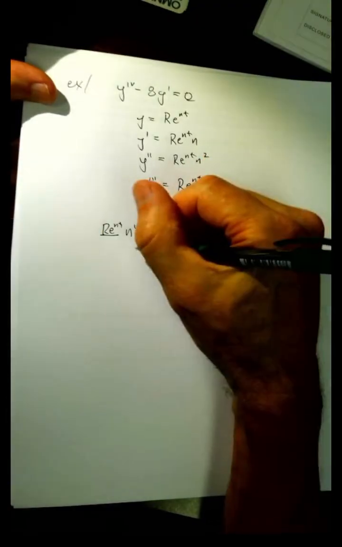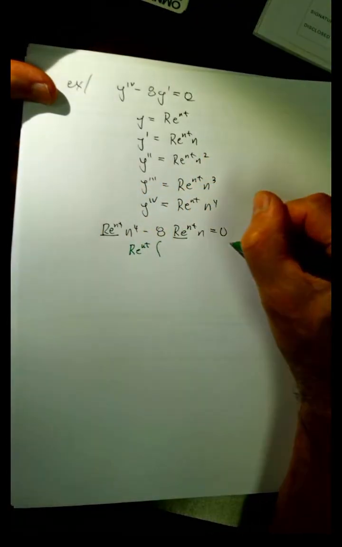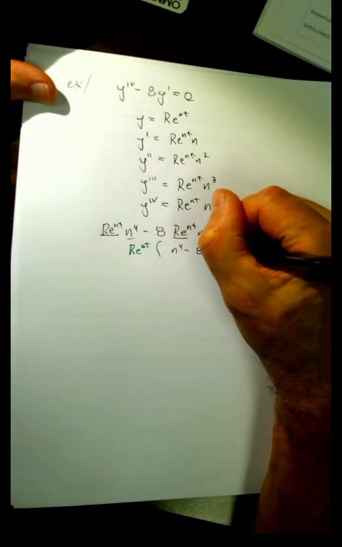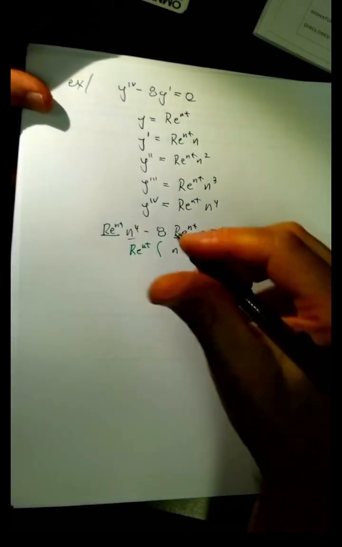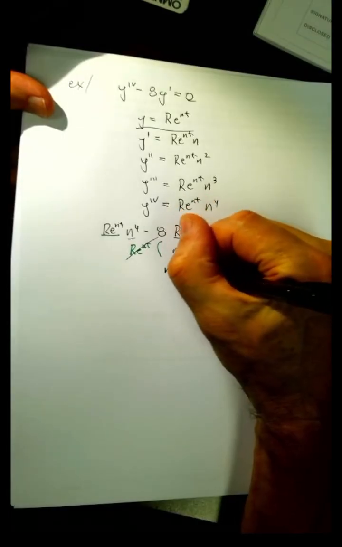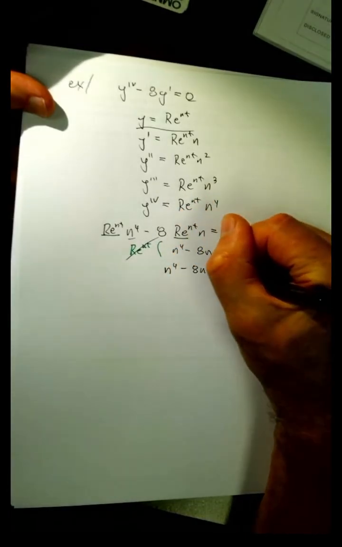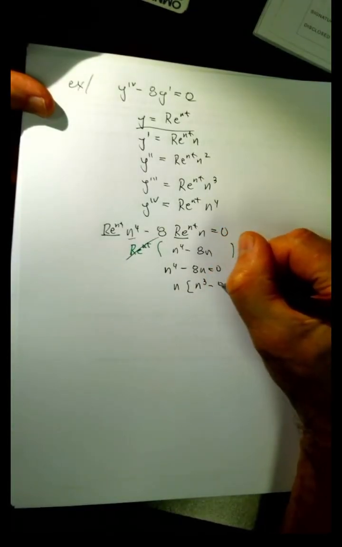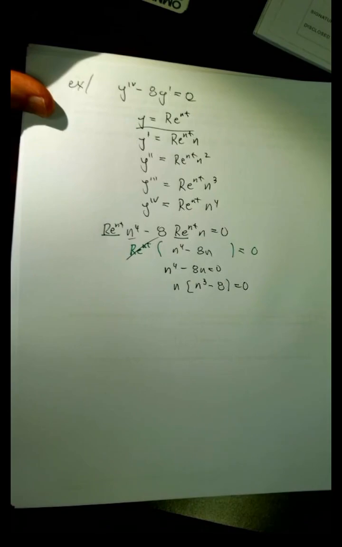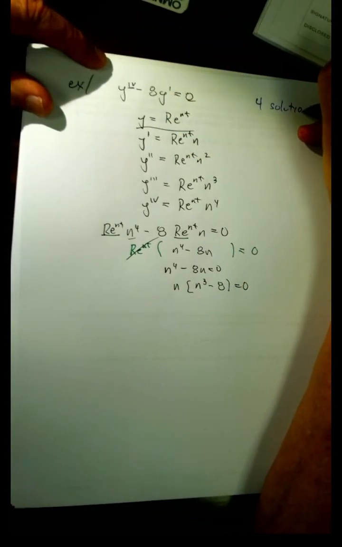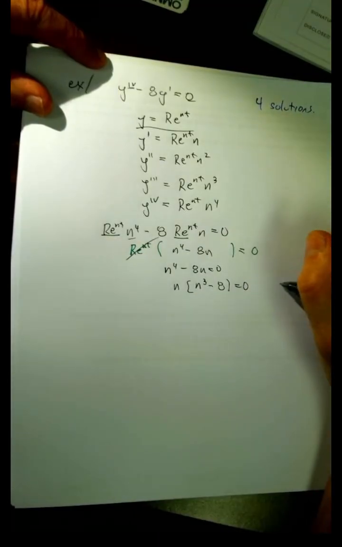Every term has an r times e to the nt, so I can factor that out, leaving me with n to the fourth minus 8n. I don't want r e to the nt to be 0 because that's not my original equation. So that implies that n fourth minus 8n has to be 0. And I can factor out an n. I should be a little careful here. Because I have a fourth derivative, I'm going to need 4 solutions. So when I get down to here, I already know I need 4 solutions.